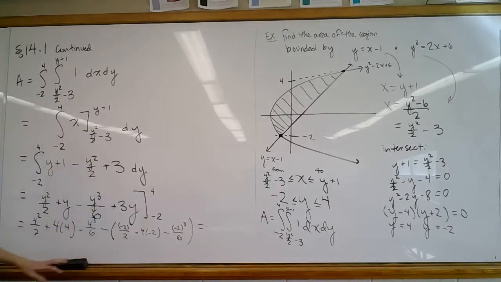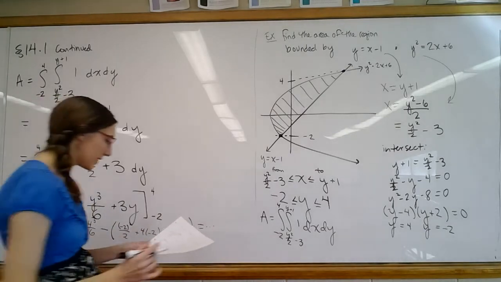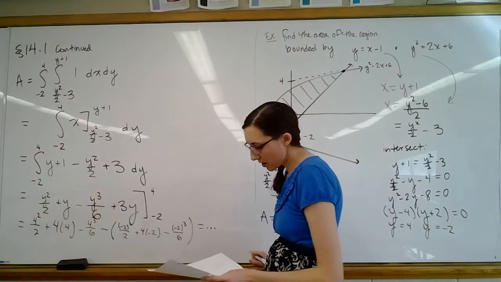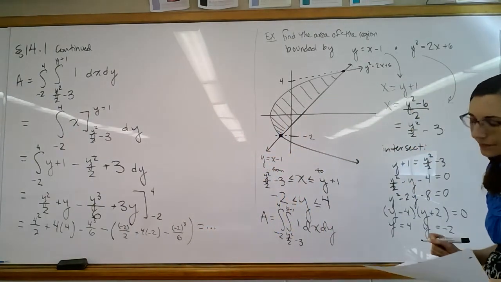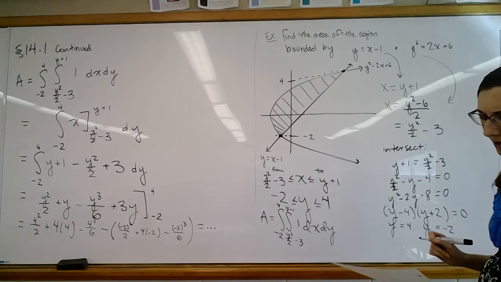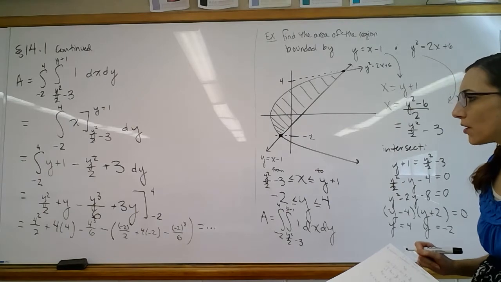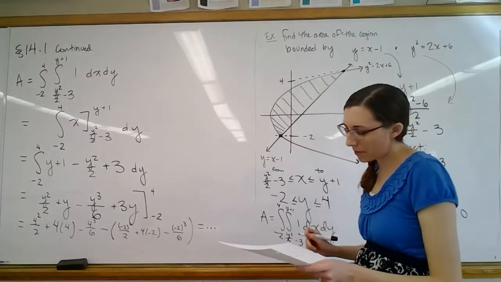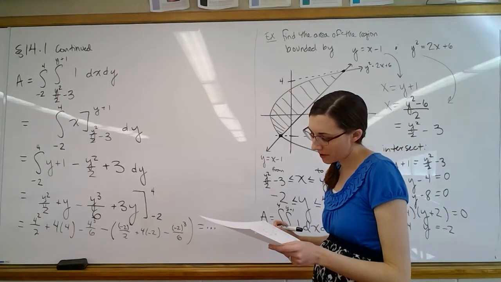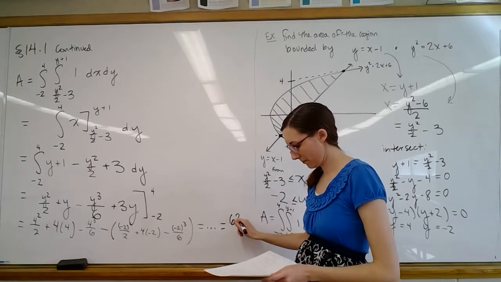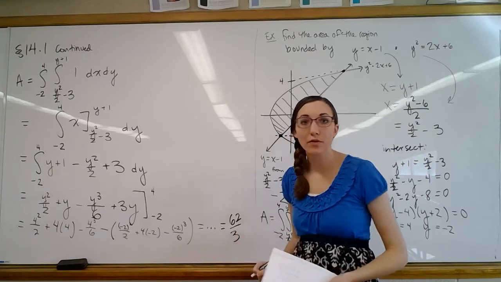And I'm not going to go through the arithmetic here with you, but if you do simplify it now, assuming that we haven't made any errors, let me just take a peek over here. We should then end up with 62 over 3.